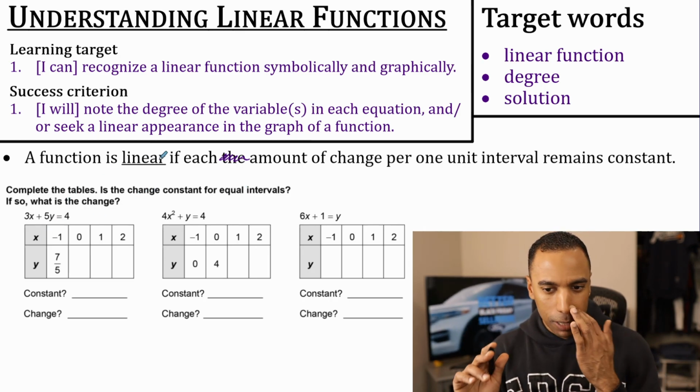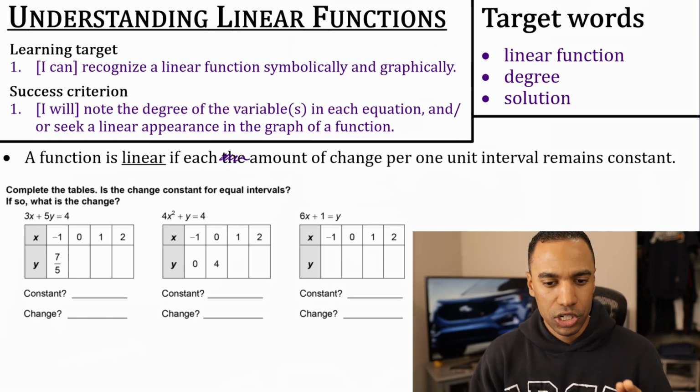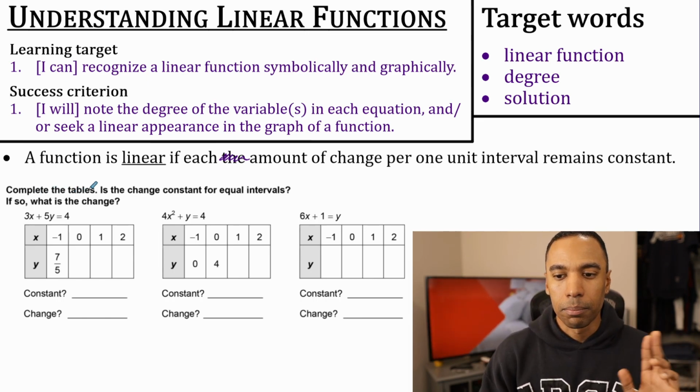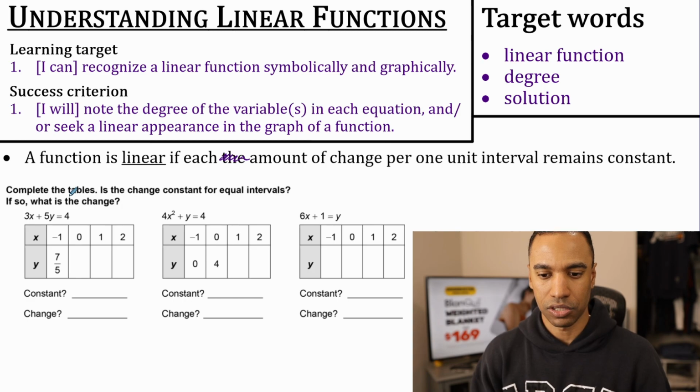how much is something changing? How much is something changing on y as x just goes up by 1? That's kind of what's being asked here. How much is y changing by each time? Is that change constant per single unit interval as x goes up by 1? So we look at an equation. Complete the tables. Is the change constant for equal intervals? If so, what is the change?